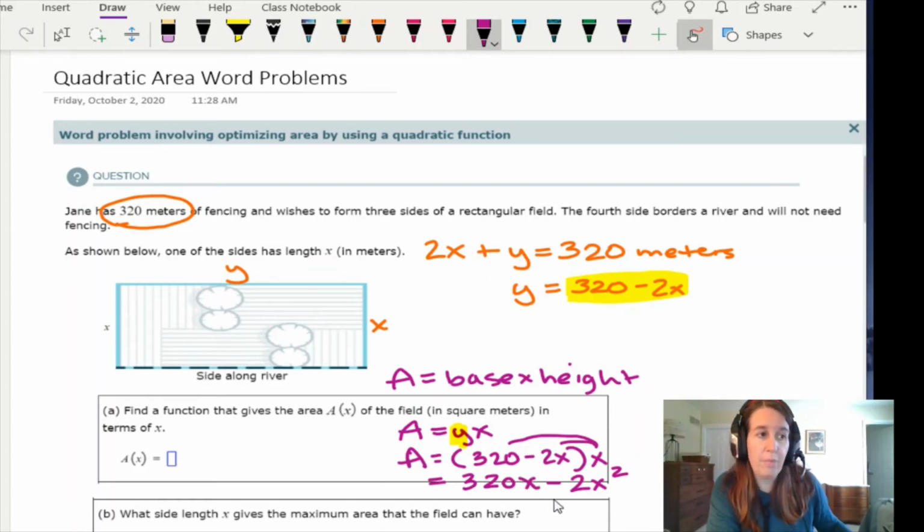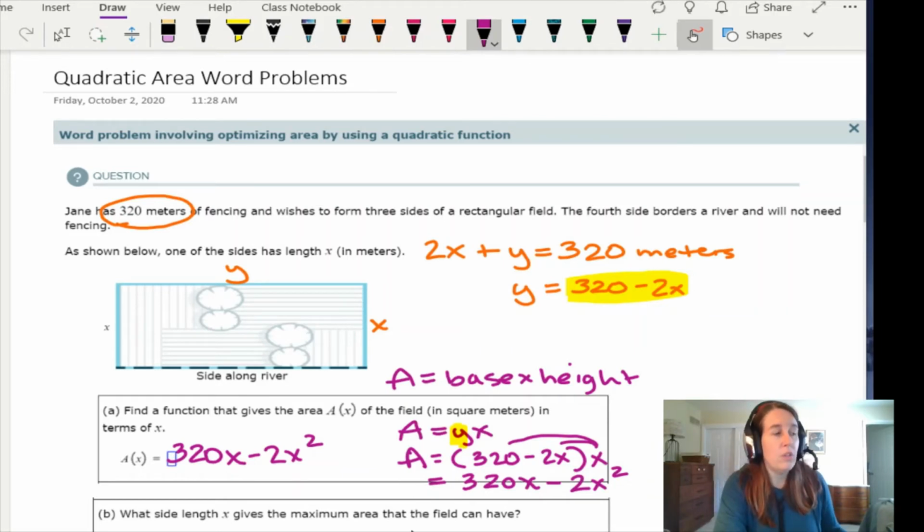320x. Okay, so this is what we want to put over here. We can put it in this order, or we can reverse the order because notice that the x squared term could come first, but ALEKS will accept either answer in this case. So 320x minus 2x squared.